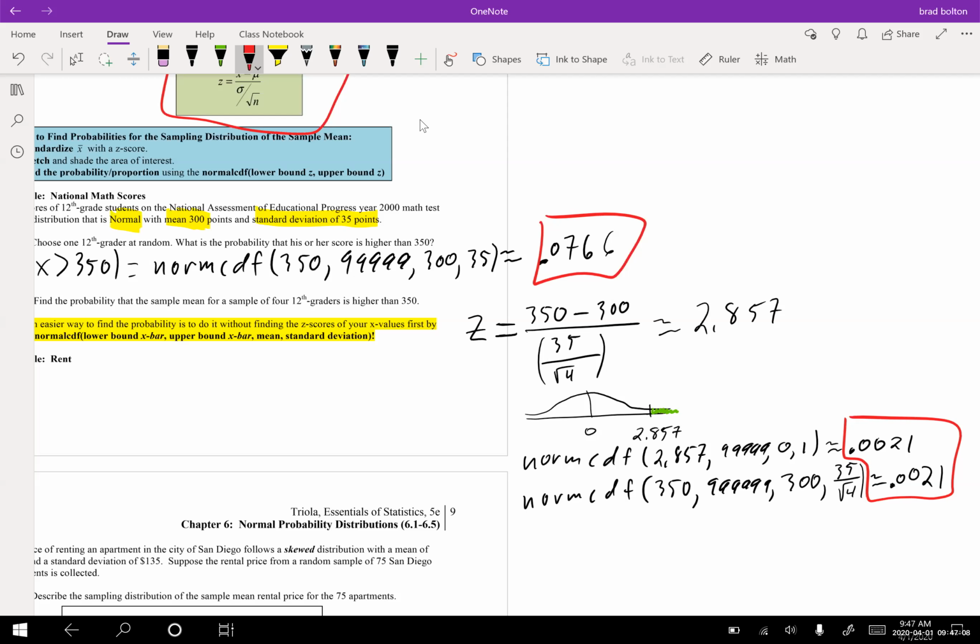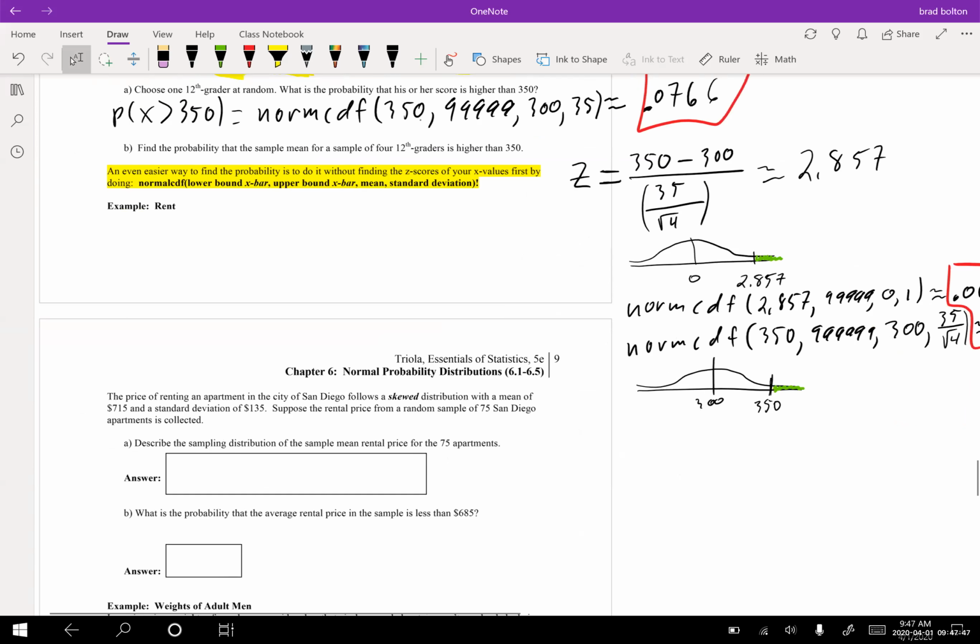One way, you find the z-score first, you convert it to a z-score. Remember, I'm doing the exact same graph. So this is supposed to be like that. And I'm still doing the same exact thing. I'm over here at 350, but this time I'm doing the sample mean. I'm doing the same graph as above, but instead of the mean being 0, I'm using a mean of 300, okay? So you can answer that question either way you like, whatever way works best for you.